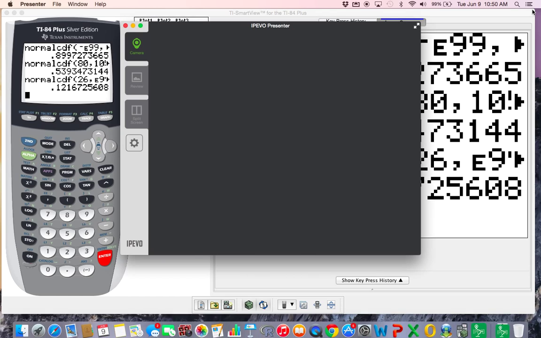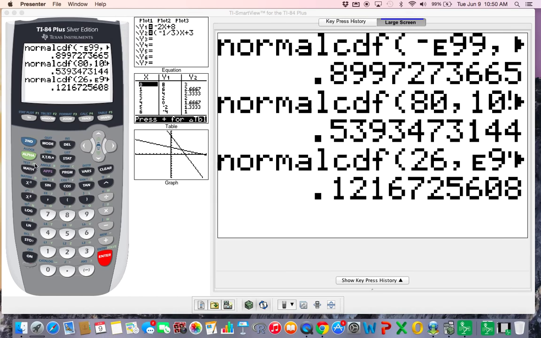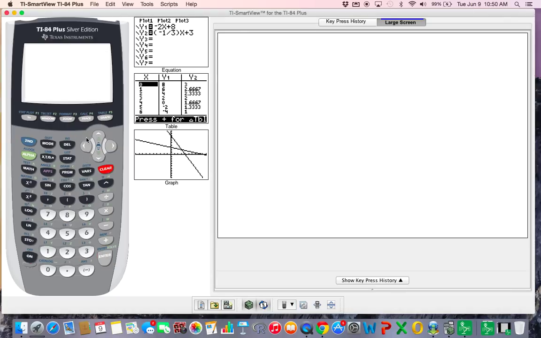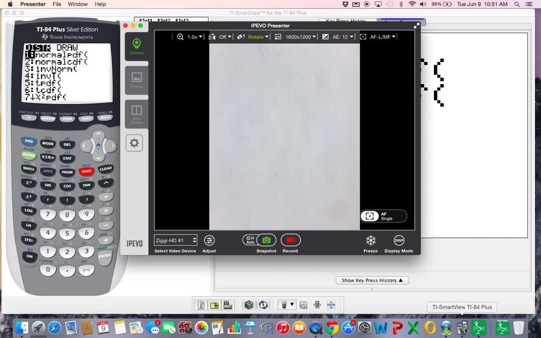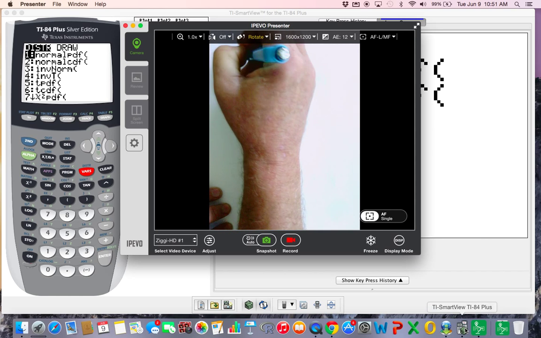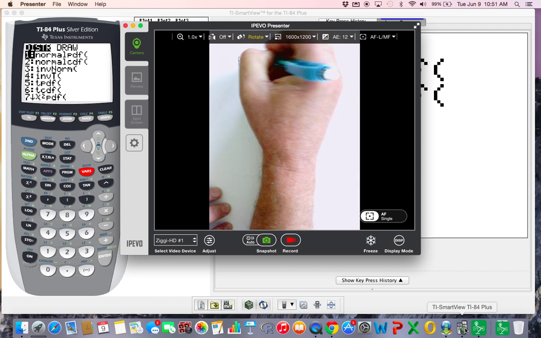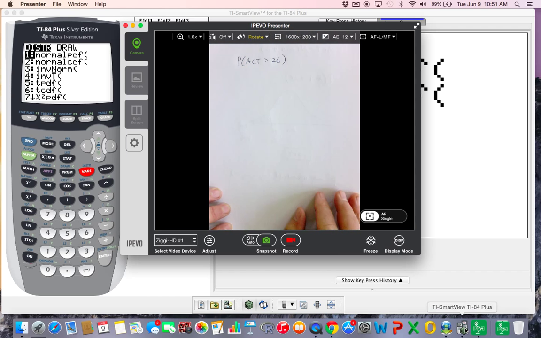Let me show you one more thing. I don't know if you care about this or not, but it's kind of cool. When you go to this distribution right here, you can see that you've got this option, normal PDF. We don't use it to work problems, but we could. This is the long way. Let's say you want to work the previous problem: what's the proportion or probability of an ACT above 26?